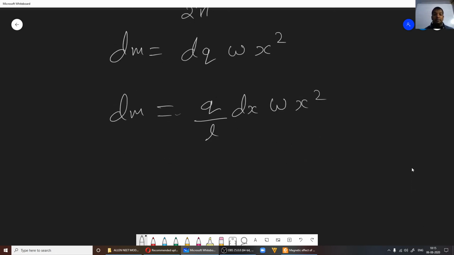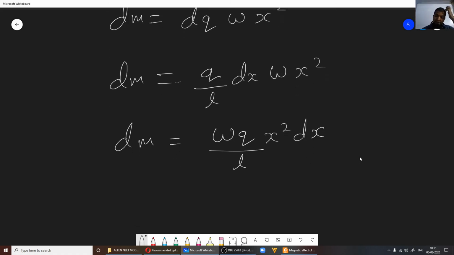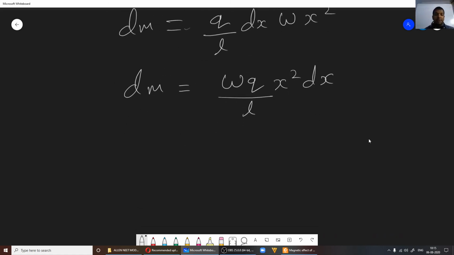Fine. Now let us separate the constants. So you can say omega q divided by l into x square dx, okay. Now this is the magnetic moment due to the elemental charge alone. So if you want the net magnetic moment, as you know, we have to integrate, right?